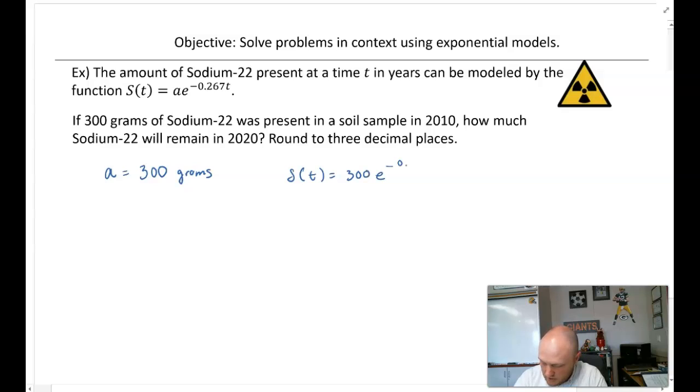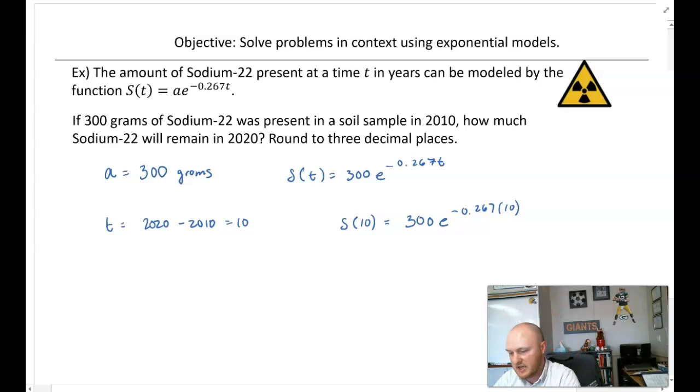So our function is going to be s of t is equal to 300 e to the power of negative 0.267 t. They say this was in 2010 when there was 300 grams. So then our t value, if we want to find out how much will remain in 2020, we subtract: 2020 minus 2010, and that is 10 years. So I'm going to evaluate s at 10. So 300 times e to the power of negative 0.267 times 10.